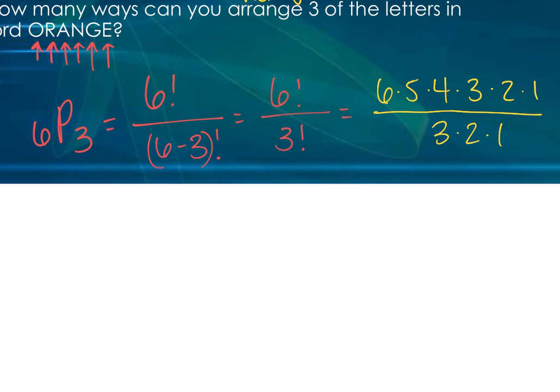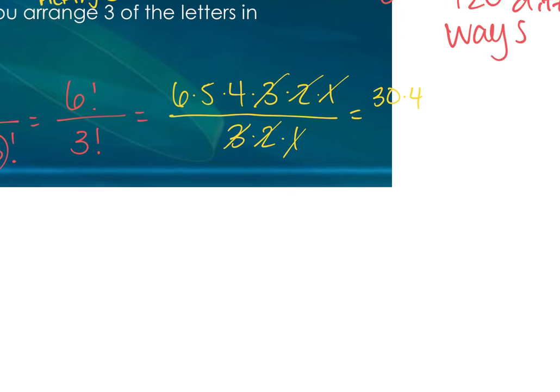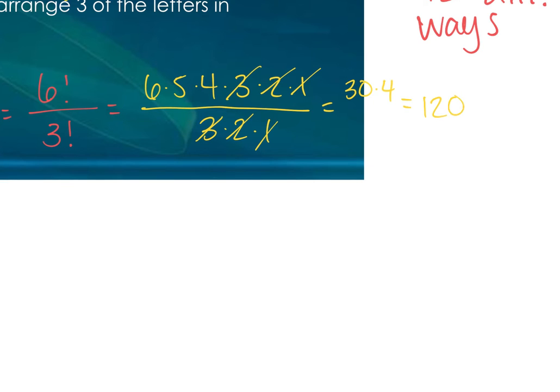Christian? The 3, the 2, and the 1. Okay? So we just have 6 times 5 times 4. Well, 6 times 5 is 30. Times 4 gives me what? 120. So there were 120 ways as well for this one.